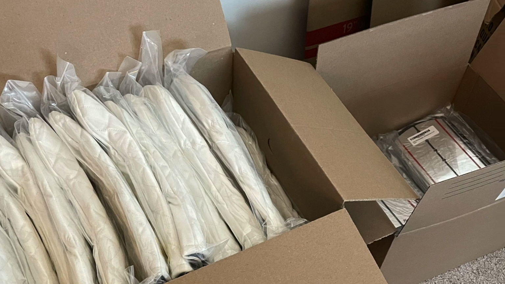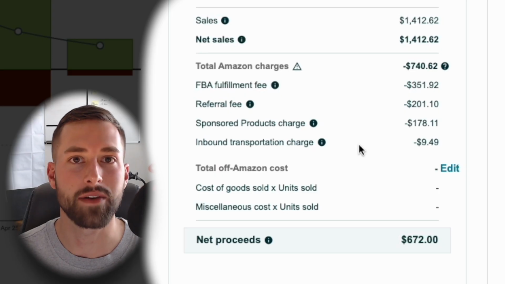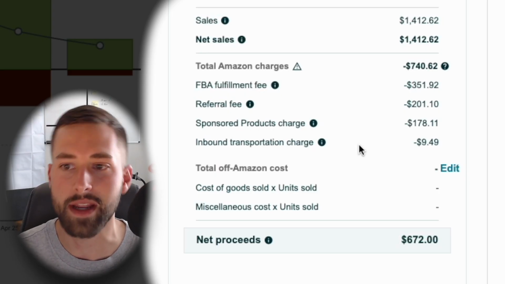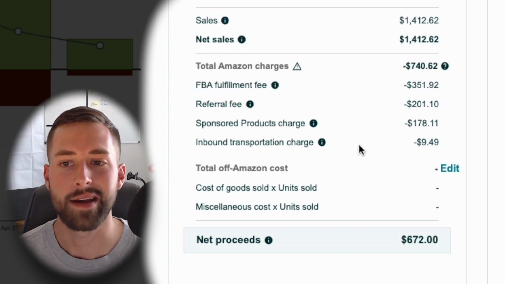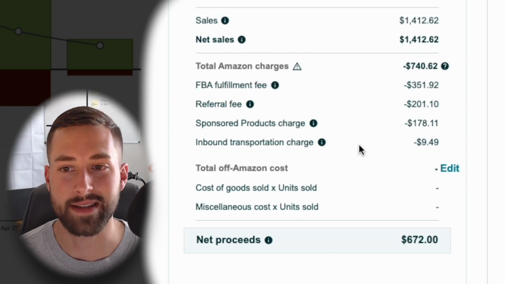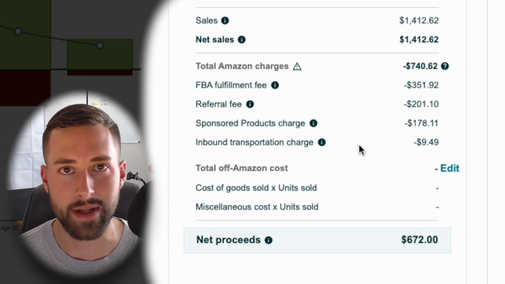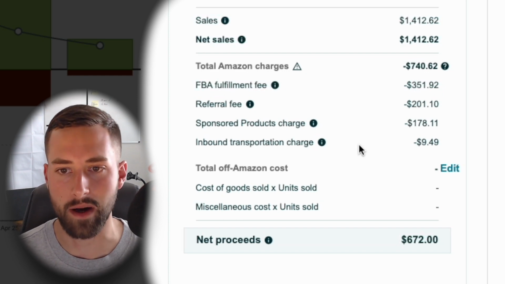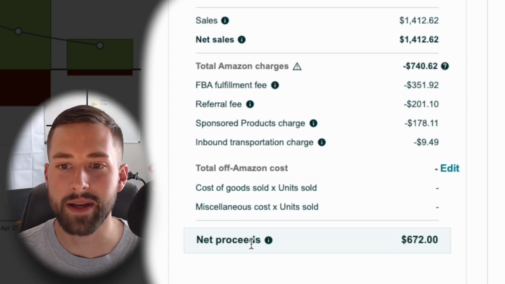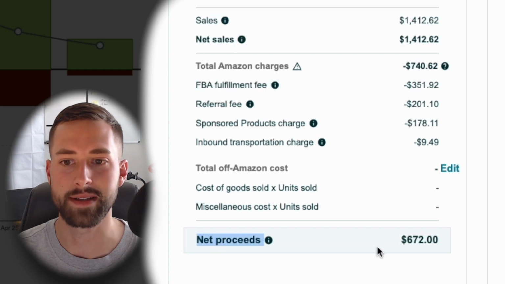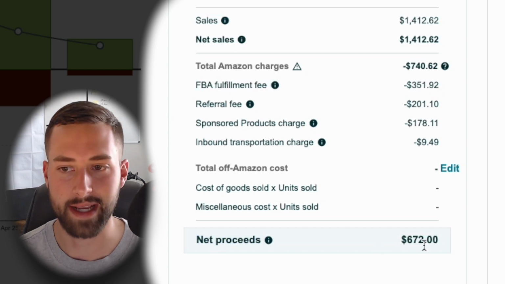And then lastly is the inbound transportation charge. This charge is me actually packaging all of my units at my location, my business's location, and shipping them to Amazon. It only cost me $9.49 to send a little bit over, I think it was 100 units, just to give you an idea of how much that would cost. So if we jump to the bottom here, this is our net profit, net proceeds, $672 exactly.